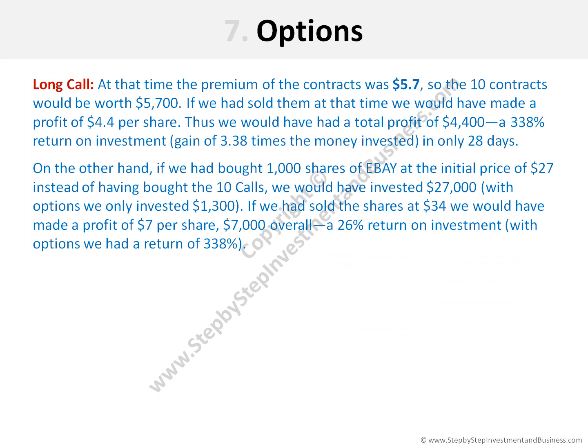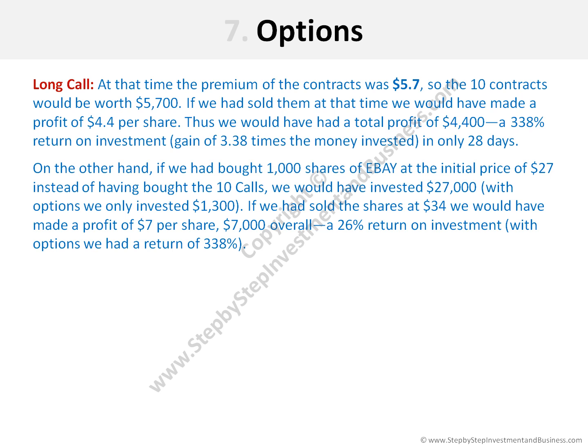At that time, the premium of the contracts was $5.7, so the 10 contracts would be worth $5,700. If we had sold them at that time, we would have made a profit of $4.4 per share. Thus, we would have had a total profit of $4,400, making a 338% return on investment. That is, a gain of 3.38 times the money invested in only 28 days.